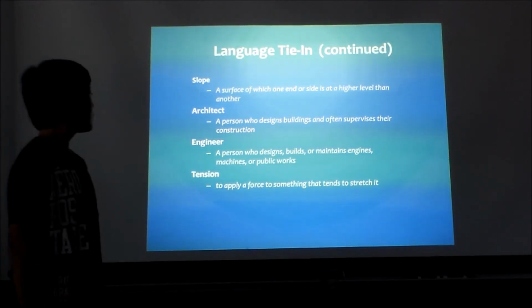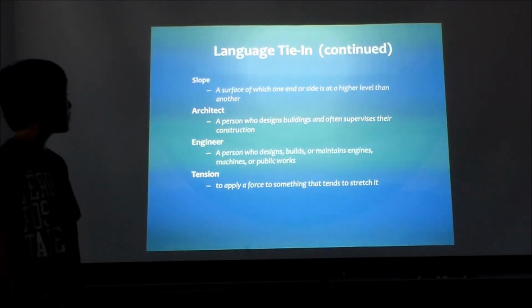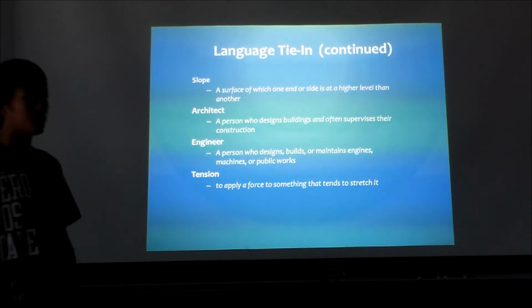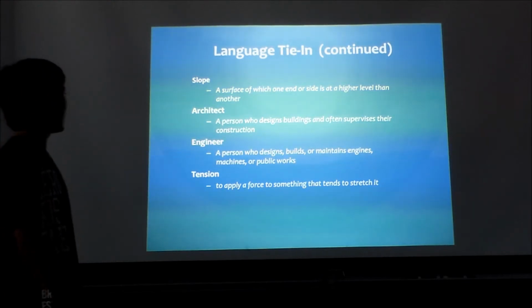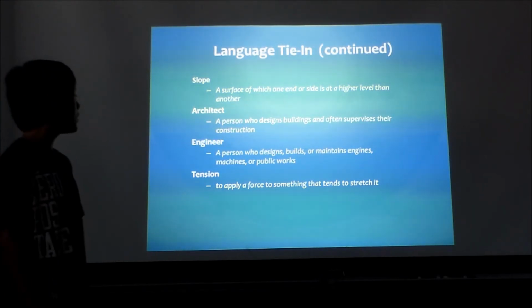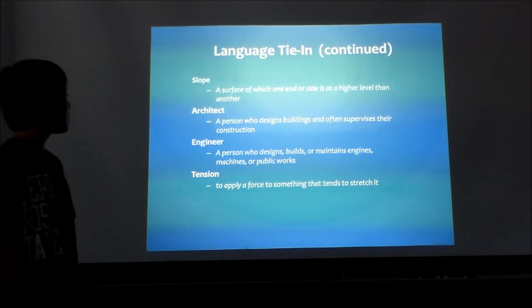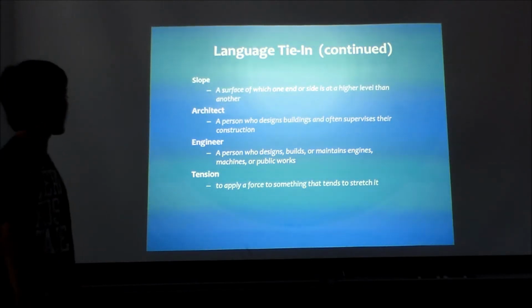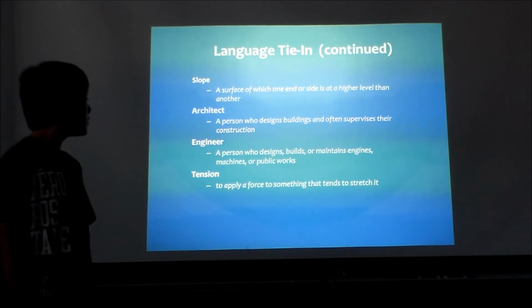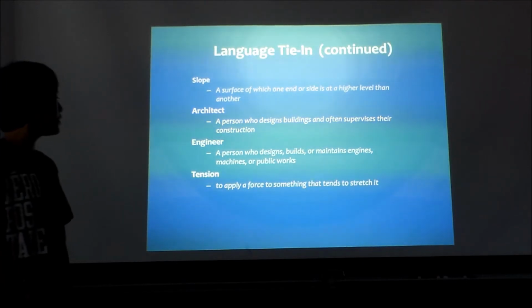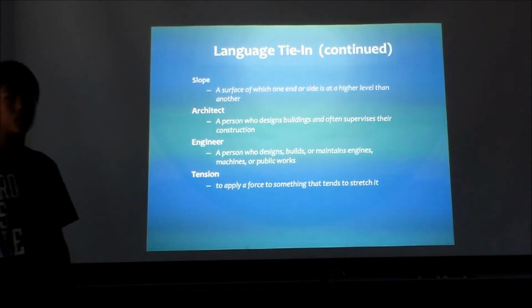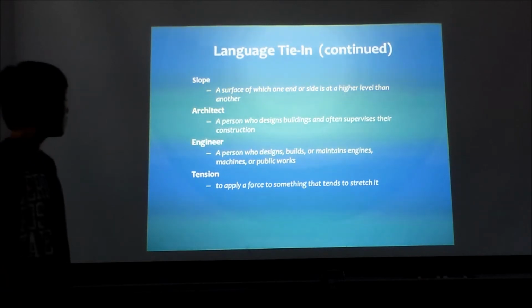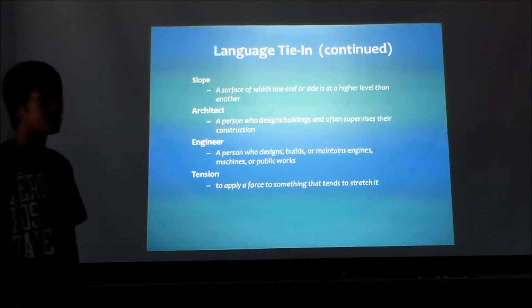Slope is a surface of which one end or side is at a higher level than another. An architect is a person who designs buildings and often supervises the construction. An engineer is a person who designs, builds, or maintains engines, machines, or public works. Tension means to apply a force to something that tends to stretch it.